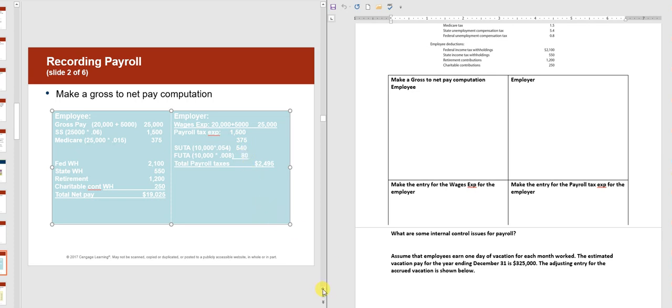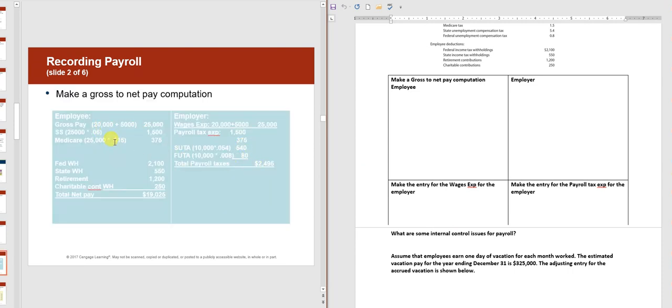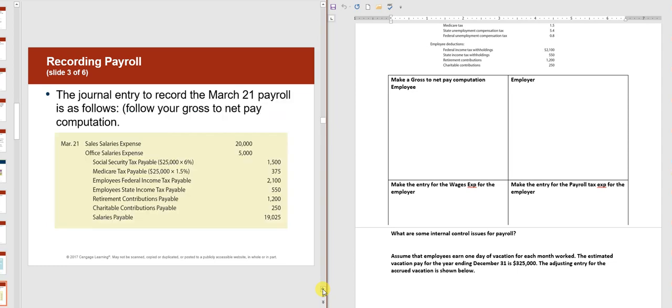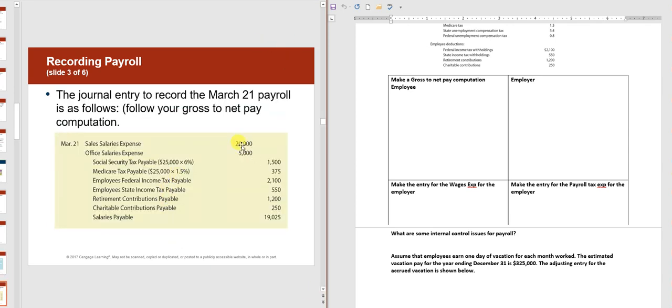I'm going to go on to this one, and take a second to write this down in your journal entry, wages expense. Again, I didn't separate the 20 and the 5, but since you just had wages expense or salaries expense, you could have done salaries expense for 25,000. So I debit the expense for 25,000 and I credit payable, and then the actual check written to the employees for the net pay.